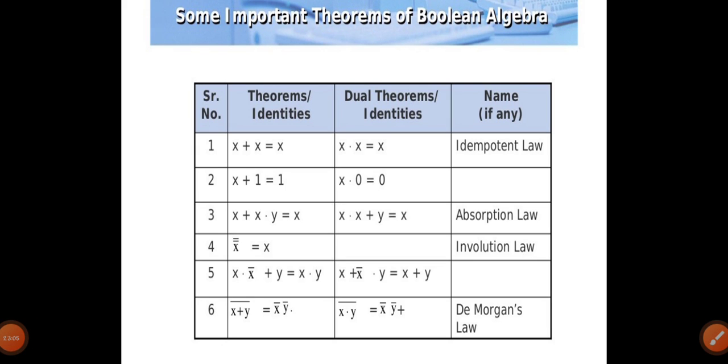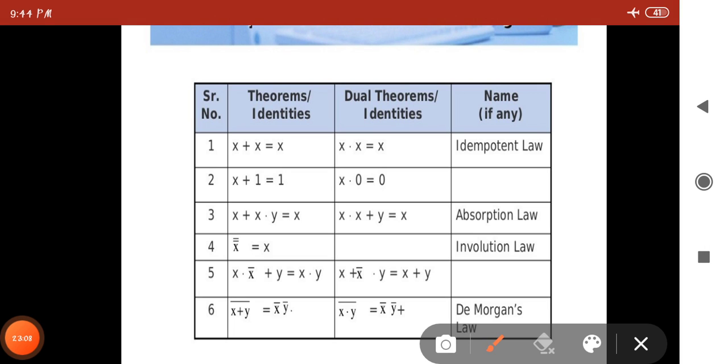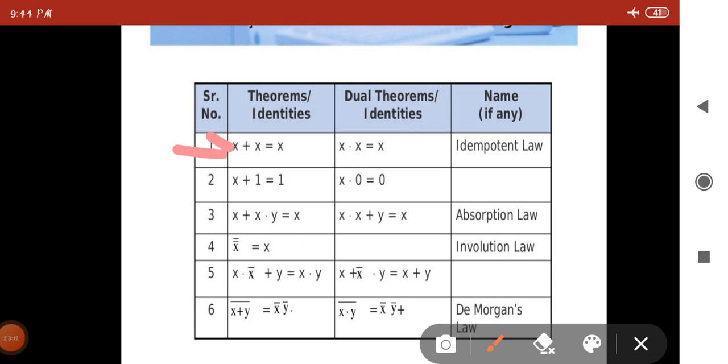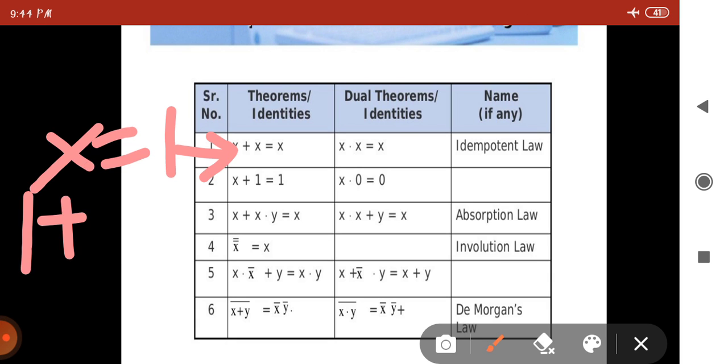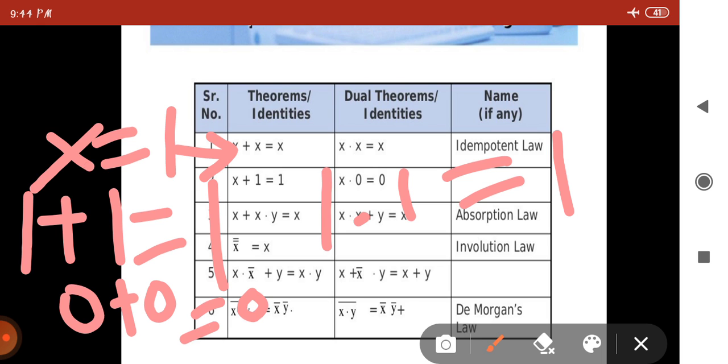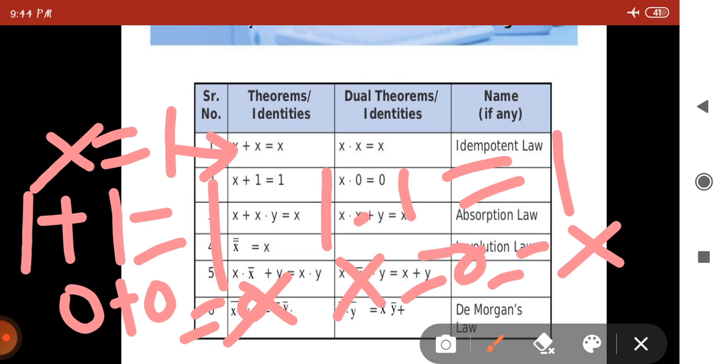X plus x equals x. Both x are the same, so x is always equal to 1 in this expression. Yes, 1 plus 1 equals 1 will come. Yes, 1 into 1 equals 1 will come. Otherwise 0 plus 0 will come, and the answer will be x. X into 0 equals 0 will come, and the answer will be x. That is the theorem of this one.